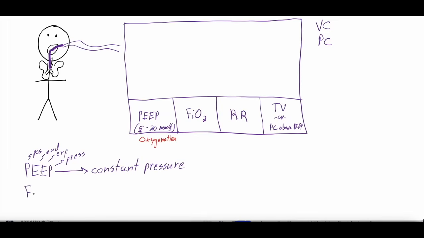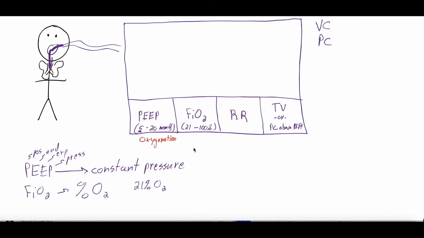The FiO2 is the fraction of inspired oxygen, right? Fraction of inspired oxygen. And this is the percent oxygen that the patient is getting with each breath. And if we think about what this really means, atmospheric oxygen, just what we all breathe in at, I guess, sea level, is 21% oxygen. So on the ventilator, we can set the oxygen anywhere from 21 to 100%. Right? Because 21 is just atmospheric oxygen.